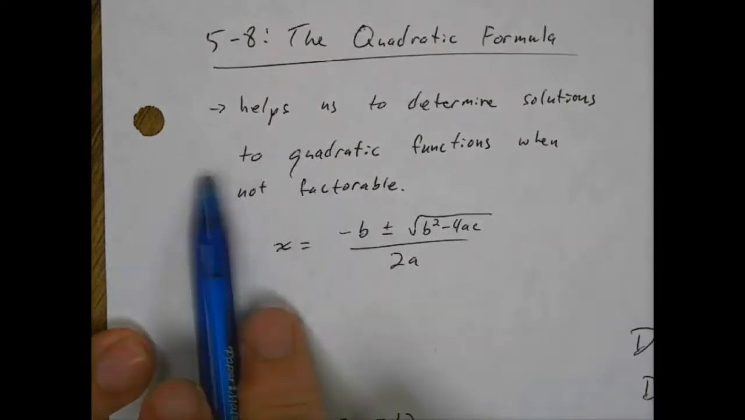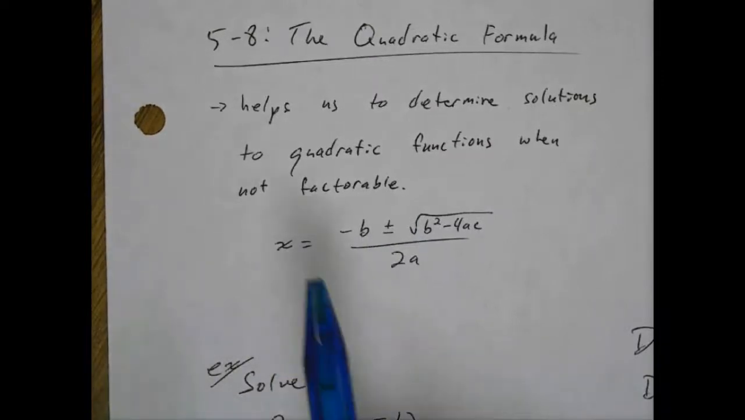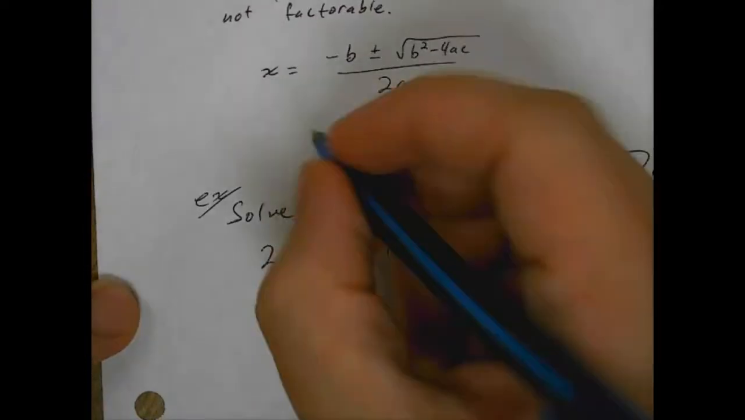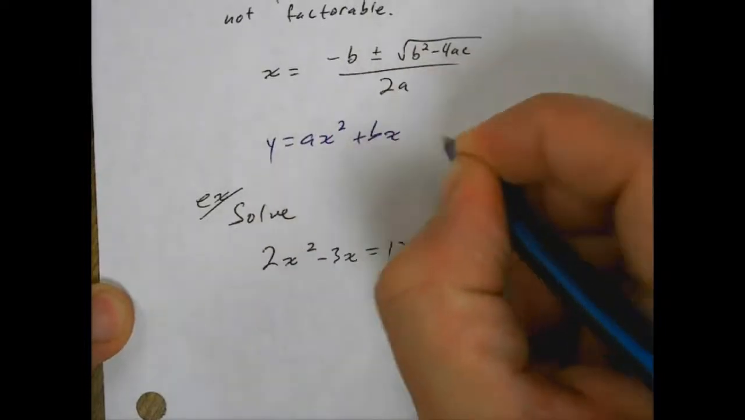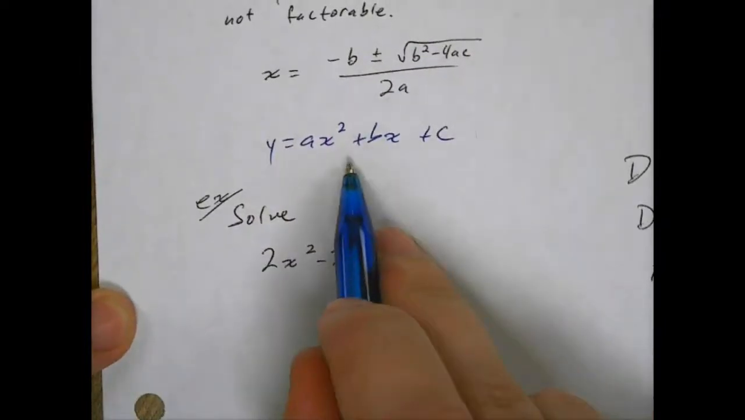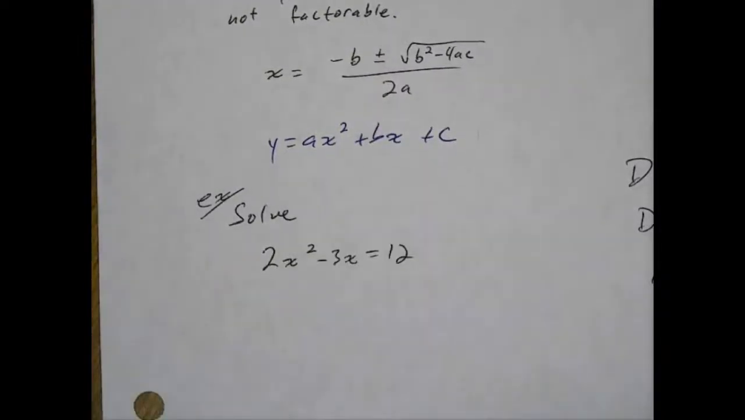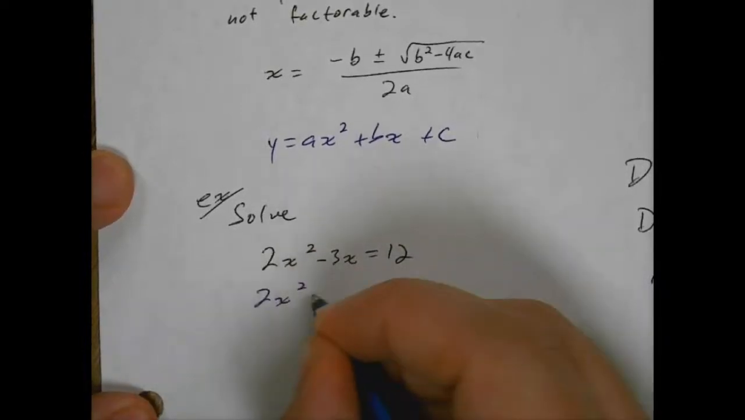So this helps us to determine solutions to quadratic functions when not factorable. You can use it even when it is factorable. It just makes it a lot easier, especially when it's not factorable. So just using that, this is when we have the form y equals ax squared plus bx plus c. We would just put in a, b, and c into this formula where we see them, and then it'll tell us our solution. It's pretty cool. So this one, though, notice it's not equal to 0. We still need it to be equal to 0.